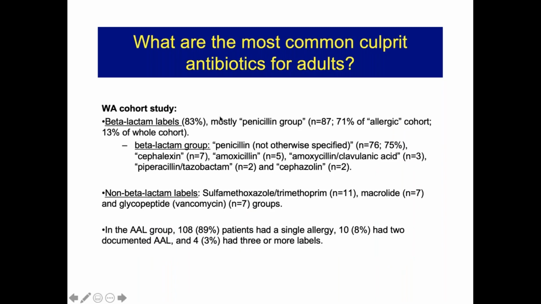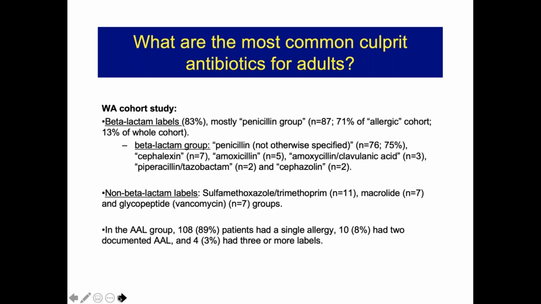Overall, the most common antibiotic reported is a penicillin not otherwise specified, followed by cefalexin and amoxicillin, and then tazocin and cefazolin. Then it's followed by Septrin, because a lot of patients that have an allergy to beta-lactams or penicillin are given Septrin, and Septrin itself is associated with a high rate of rash. So once they have one label, they accumulate that second label very quickly. In adults, about 90% have a single allergy. In kids, that's almost 100%.